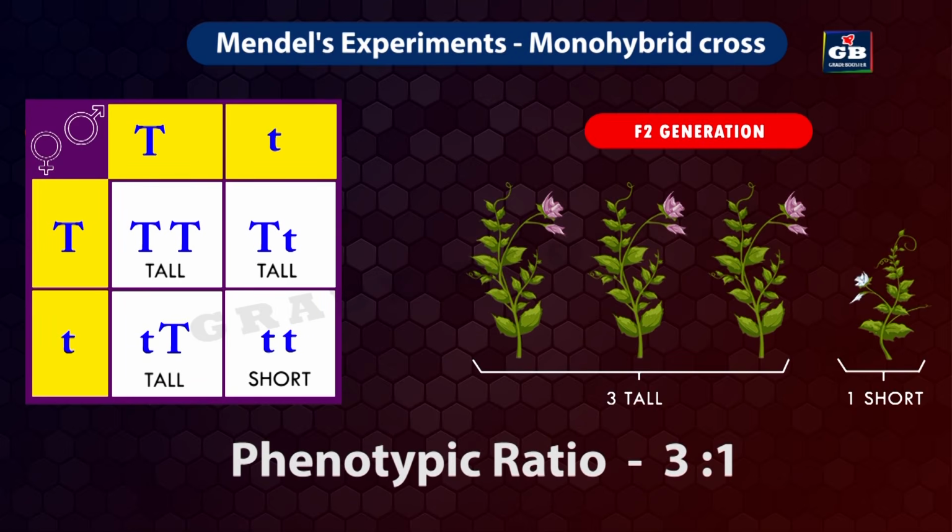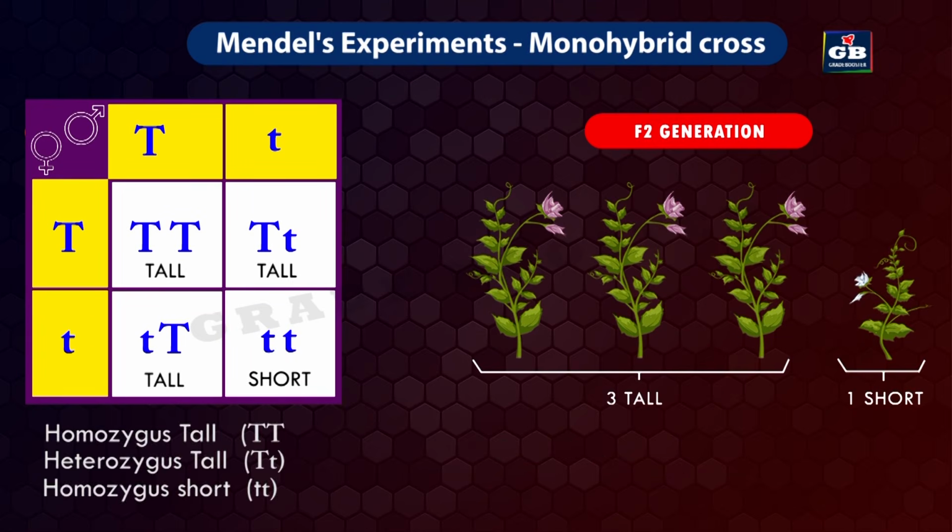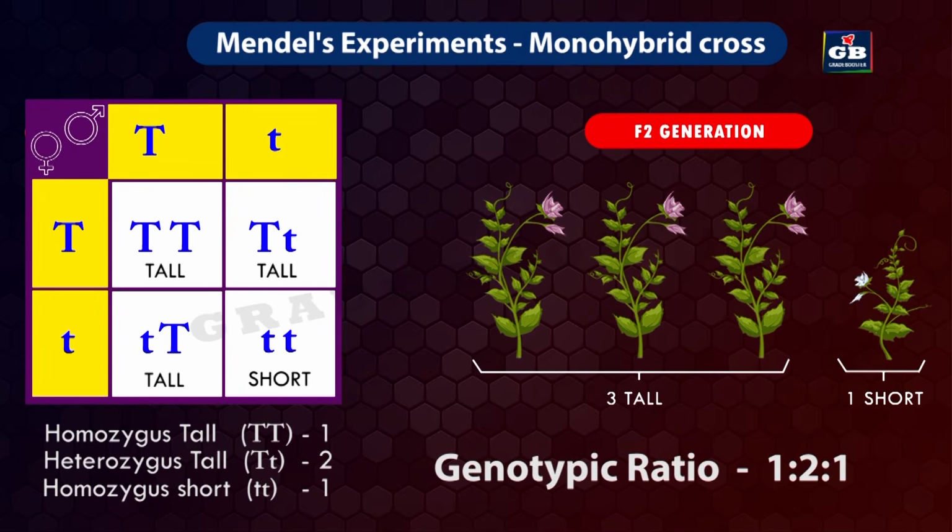Phenotypic ratio means the ratio based on the physical appearance. This is the outer appearance. If we look at the genotypic ratio of the F2 generation, genotypic ratio means the combination of alleles that they have for a trait. Here 1 capital T, capital T means both the alleles are of the same type, that is tall. So it is a homozygous tall. Homozygous means having both the same type of alleles. So it is a pure breed tall pea plant.